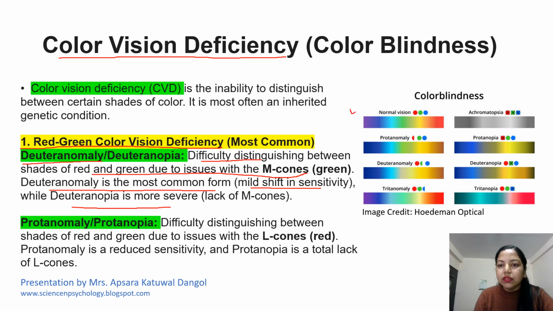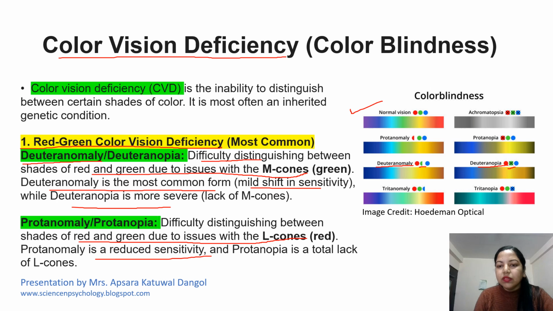You can see in the figure here, in deuteranomaly, the M cones have a mild shift in sensitivity, but in deuteranopia, you can see the lack of M cones. Next is protanomaly and protanopia. It is difficulty distinguishing between red and green due to issues with the L cones. Protanomaly is reduced sensitivity, and protanopia is a total lack of L cones.